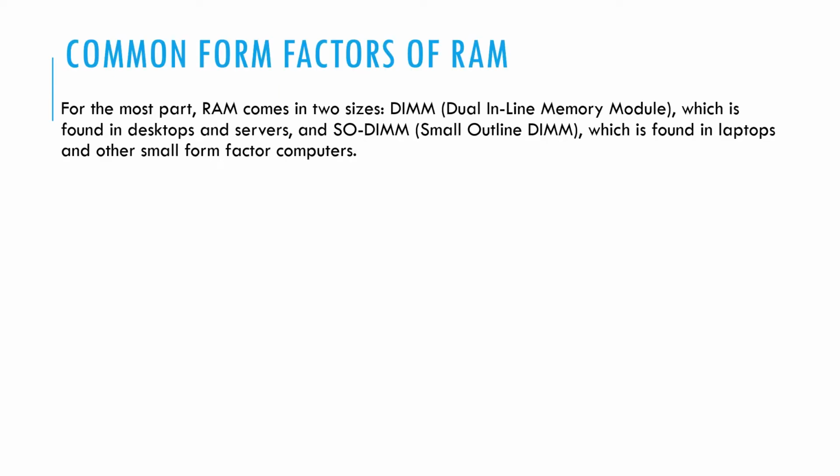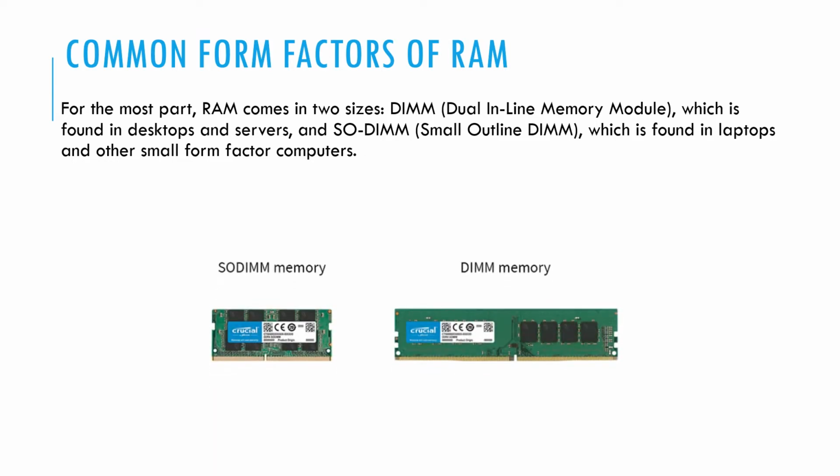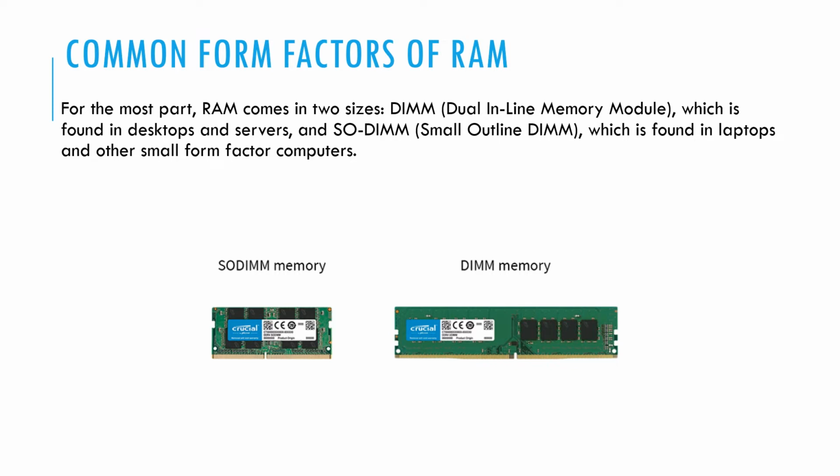Common form factors of RAM. For the most part, RAM comes in two sizes: DIMM, dual inline memory module, which is found in desktops and servers, and SODIMM, small outline DIMM, which is found in laptops and other small form factor computers.